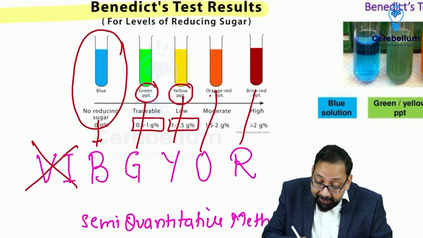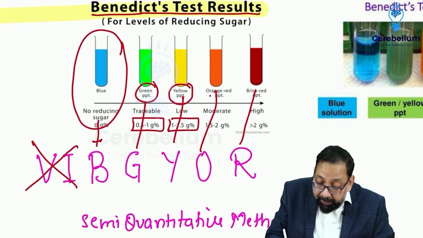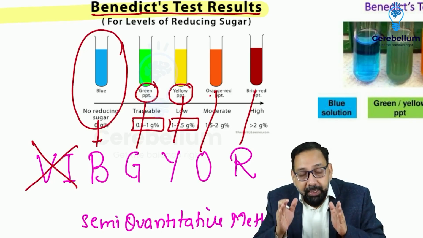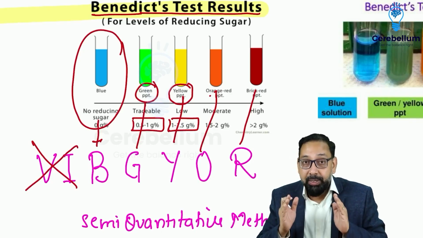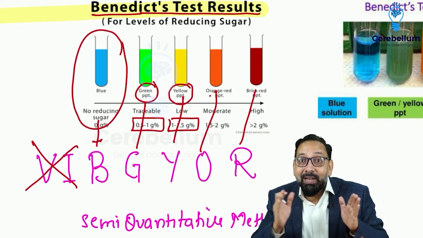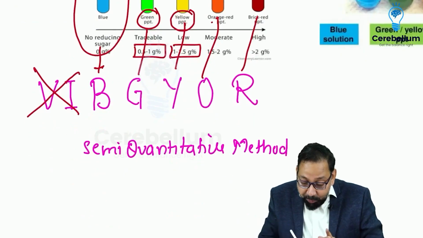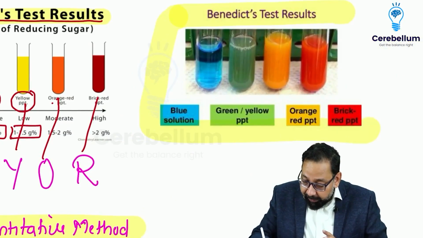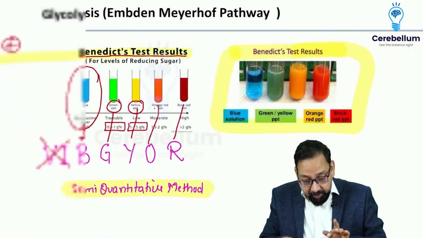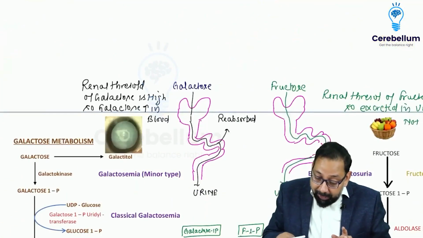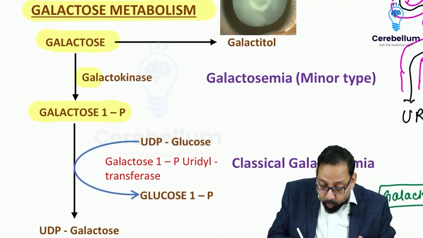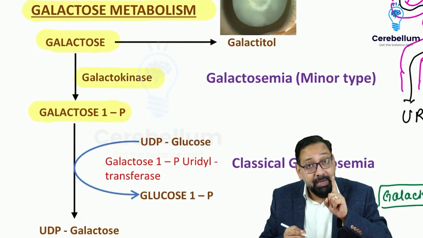So the Benedict test is telling you the quantity of reducing sugar in the form of a range. This test is not telling you the exact quantity, but it is telling you the range. That's why it is called a semi-quantitative test. Sometimes this is the real picture you may find in a question, the Benedict test result. Now we come to galactose metabolism. Galactose is converted to galactose 1-phosphate by galactokinase. First step in galactose metabolism.